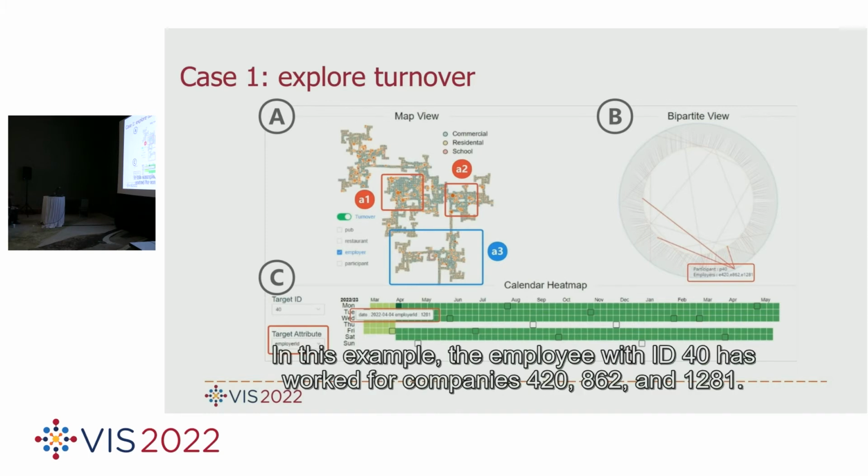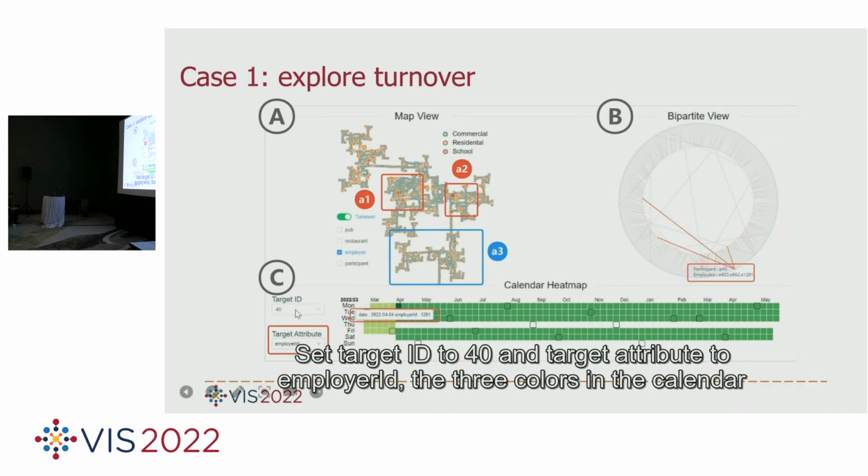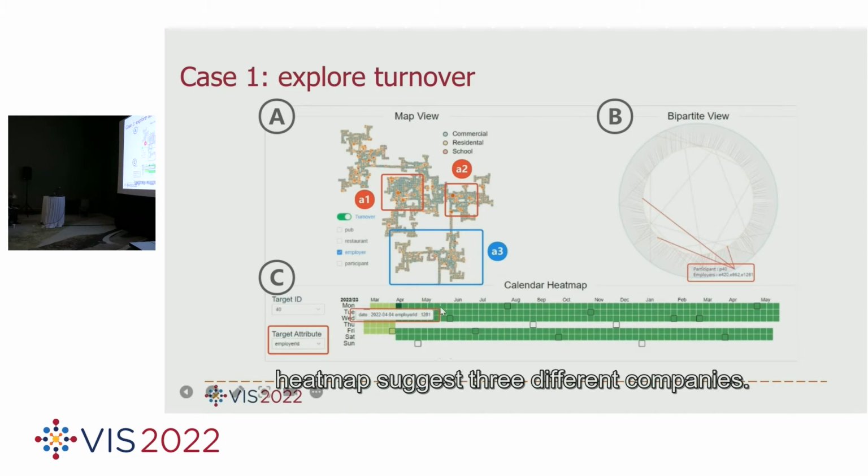In this example, the employee with ID 40 has worked for companies 420, 862, and 1281. We can further verify this through the calendar heatmap. C. Set target ID to 40 and target attribute to employer ID. The three colors in the calendar heatmap suggest three different companies.